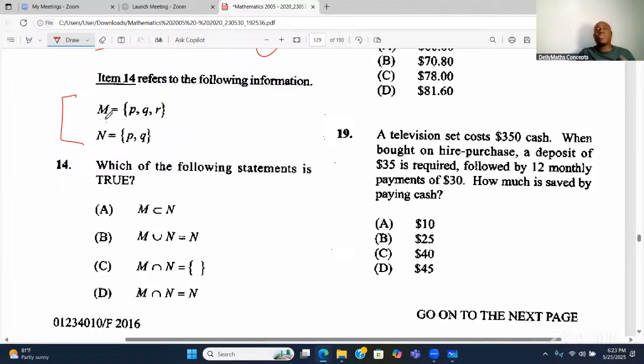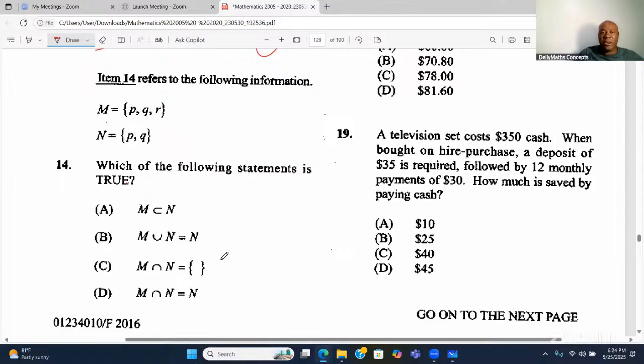So take a look. Set M is P, Q, R. Set N is P and Q. Now you're seeing that N is a part of M, so this one is totally inside this one. You could see that, right? Now, watch this. It says, which of the following statements is true? They asked the same question, but they switched up their responses.